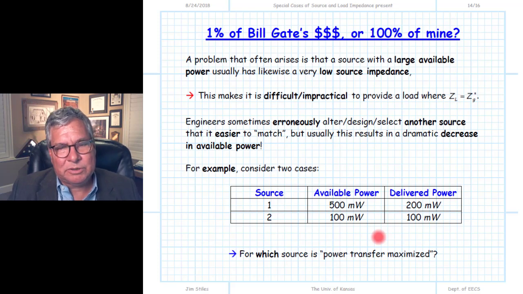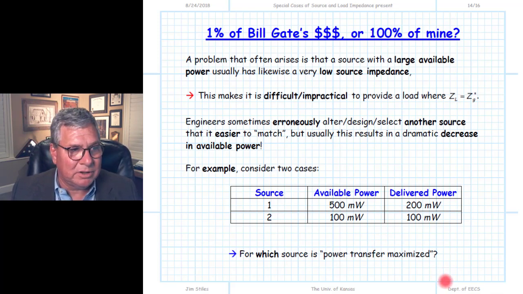So engineers will dutifully go through and achieve this conjugate match. What do they have? Well, now all the available power is absorbed by the load. We have now a situation where the available power is 100 milliwatts, and therefore it delivers all 100 of those milliwatts because we have a conjugate match. But have we really accomplished anything? In the previous case, we were absorbing energy at a rate of 200 milliwatts. Now that's only 40% of the available power.